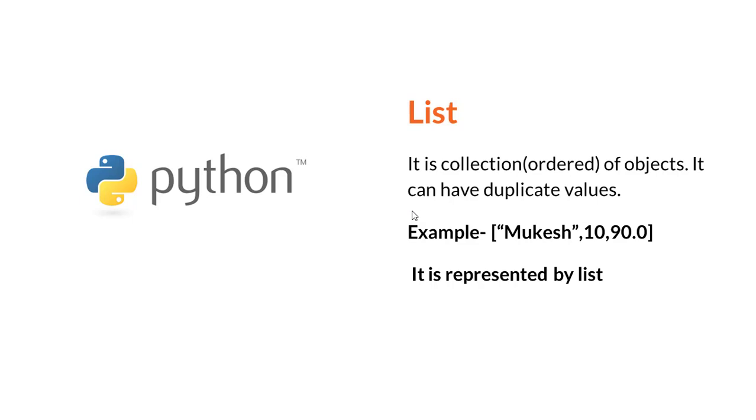But for the time being, this is what the list is. It's an ordered collection and it can have duplicate values as well.